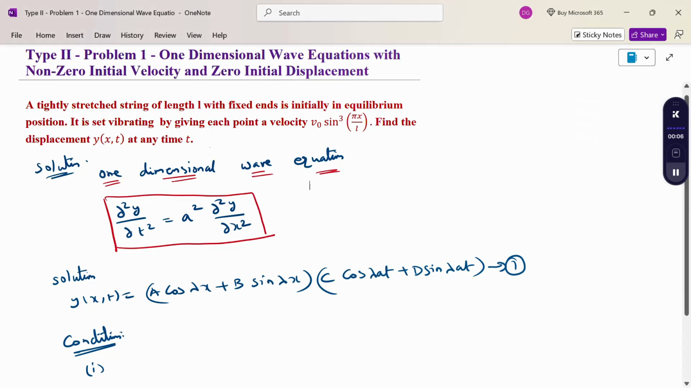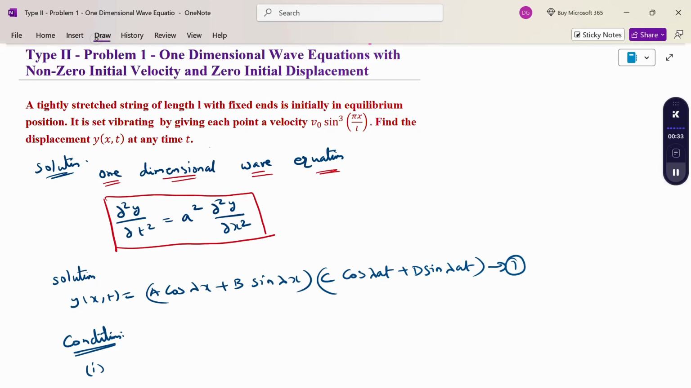In this section, we are going to discuss the problem of the one-dimensional wave equation with non-zero initial velocity and zero initial displacement. See the problem: a tightly stretched string of length L with fixed ends is initially in equilibrium position. It is set vibrating by giving each point velocity V0 sin(q pi x / L). Find the displacement y(x, t) at any time.